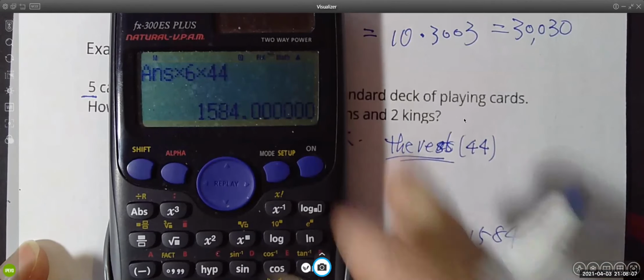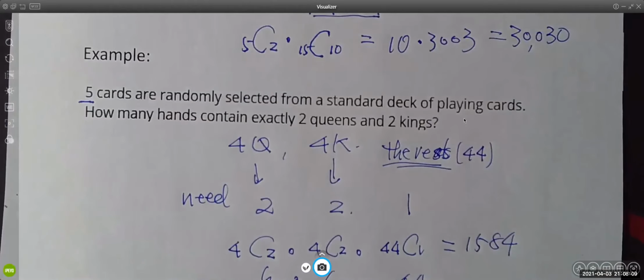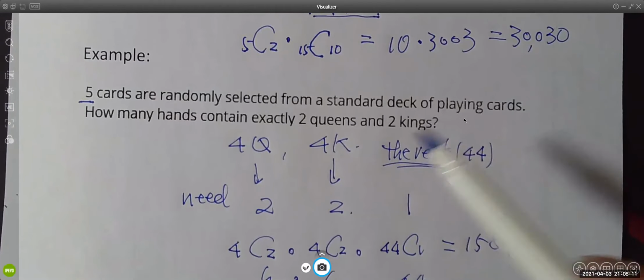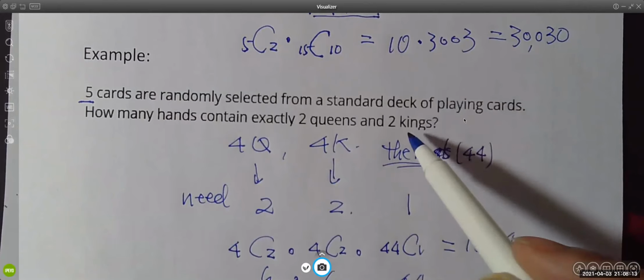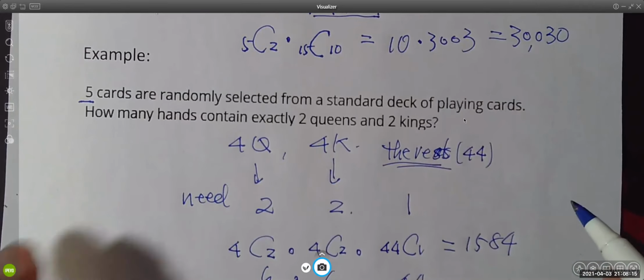1,584 different 5-card hands that contain exactly 2 queens, 2 kings, and another different card.